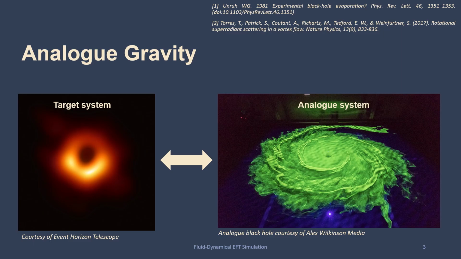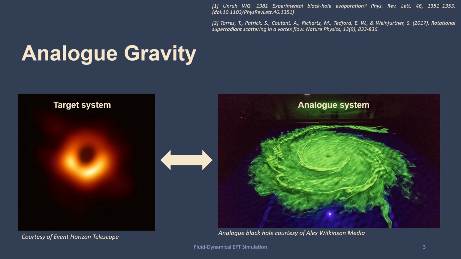So the methodology of analog gravity is to take a target system, typically something very difficult to access, and then to construct a different experimental system that contains the same key physical processes. And this is done in order to simulate the target system. So the typical example is that of a black hole. This is an object that we have very limited observational data for, and it would be very unsafe to play around in a lab with.